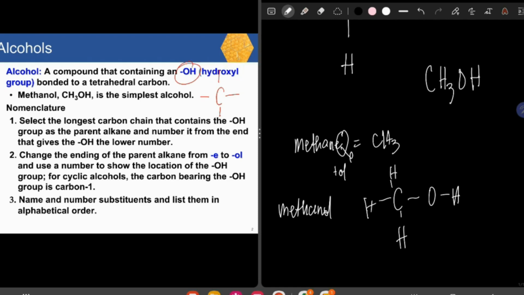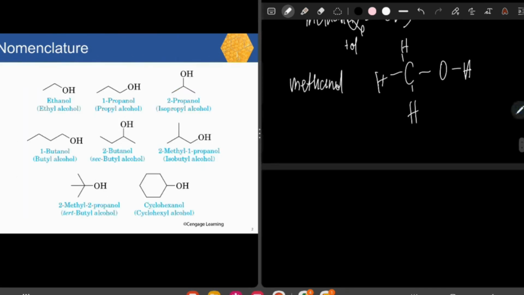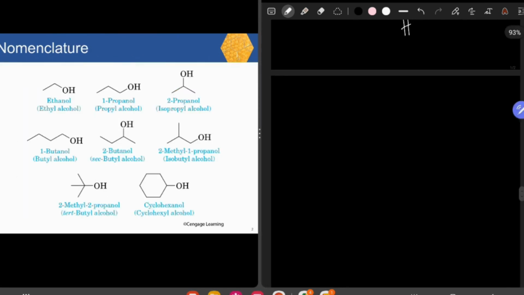So for cyclic alcohol, the carbon bearing the OH group is carbon 1. So name the number of substituents and list them in alphabetical order. So give some example. Number 1 is ethanol. Why ethanol? Its common name is ethyl alcohol. Sa common naming, yl ang dinadagdag plus alcohol.